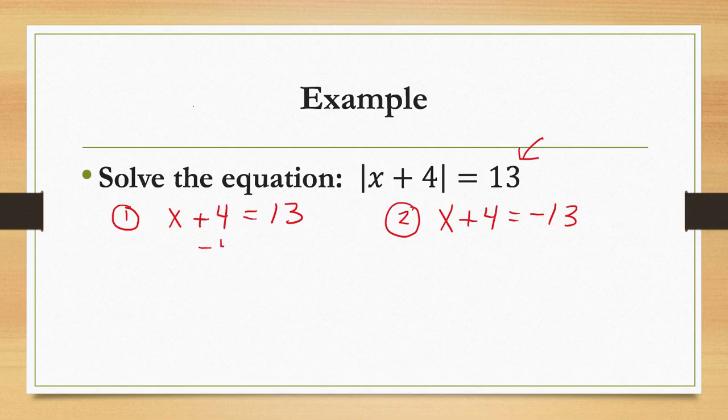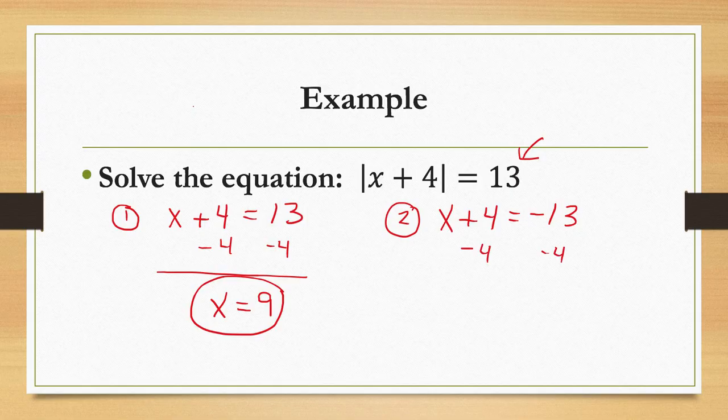I'm going to subtract 4 from both sides of this one. That's going to give me x is equal to 9 as an answer. And I'm going to subtract 4 over here, which is going to give me x is equal to negative 17. Remember, we said that most absolute value equations have two solutions, and that's what we're seeing here. x is equal to 9, and x is equal to negative 17.